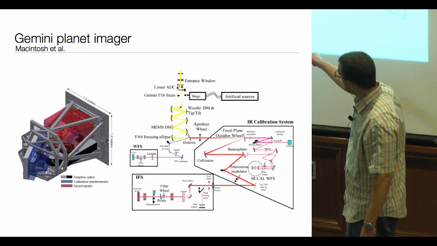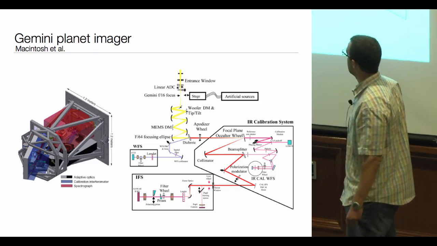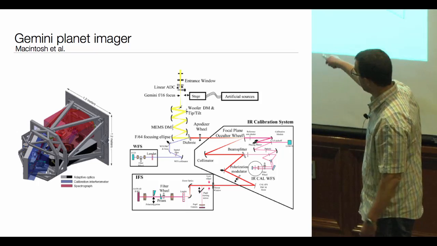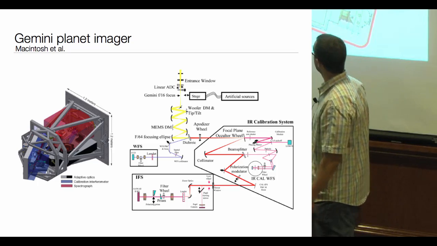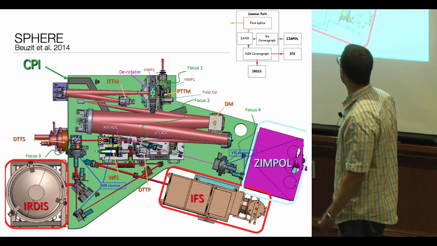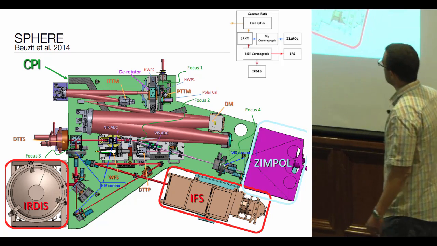GPI, very neat instrument. I'm really impressed each time I see this picture. It's really neat to pack all these complicated subsystems in such a small space and being so stable. SPHERE, on the other hand, is huge. The size difference is amazing. I think the two drawings are almost to scale.